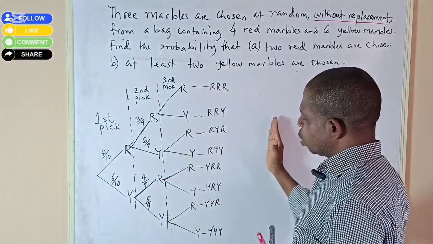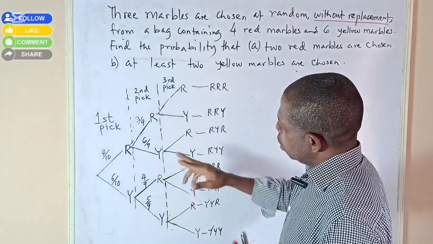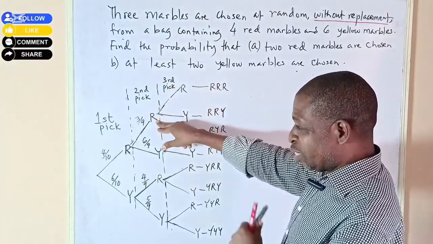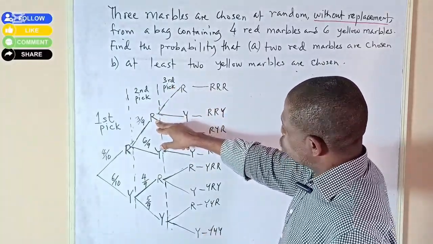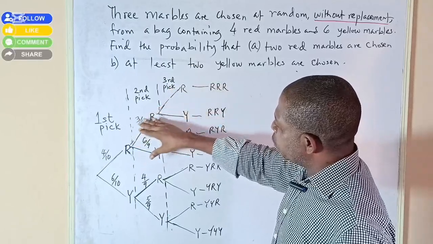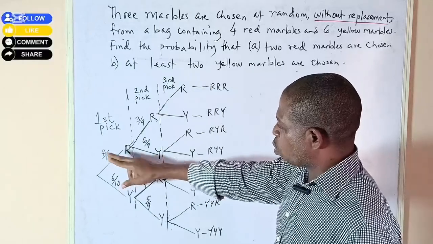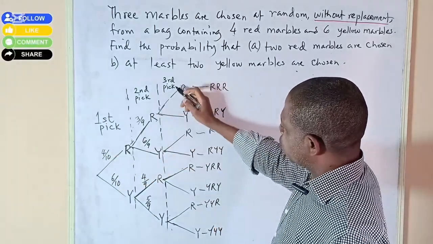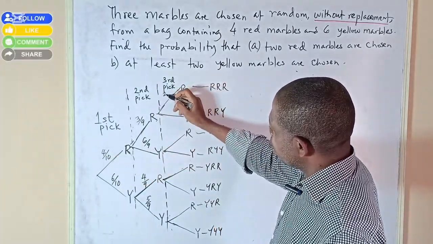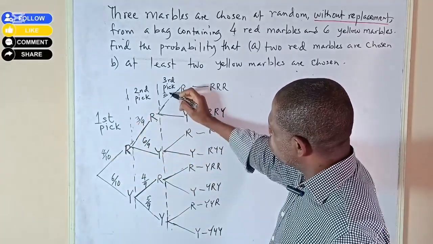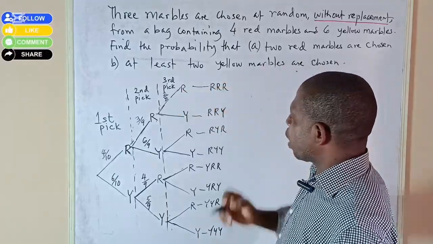We move to the third pick. You picked a red, you didn't replace, you picked another red, it did not replace. So there are how many red balls now? 2. Because you picked 2 out of the 4. 2 are remaining. So for you to pick a third, the probability will be 2 out of, you have 2 red balls that have been picked out without replacement. So there are 8 balls in the bag now.